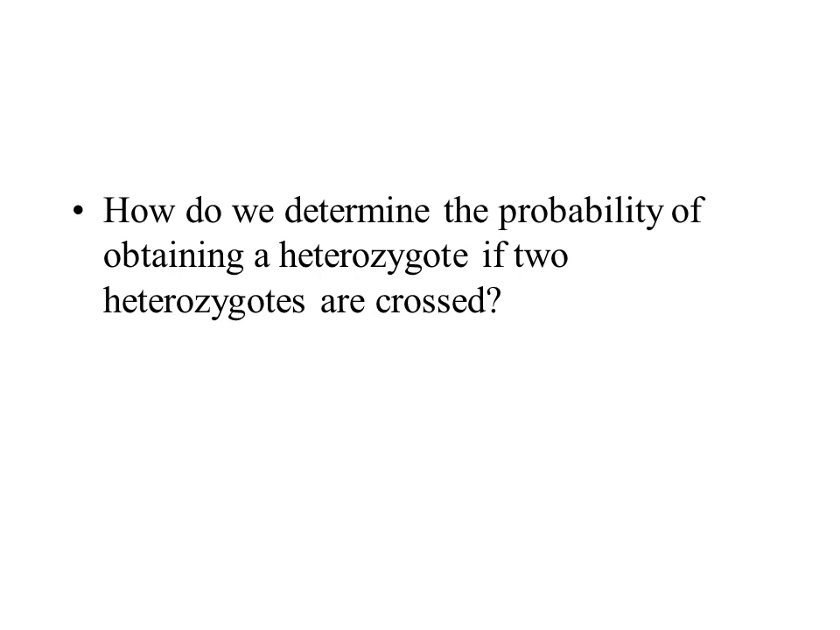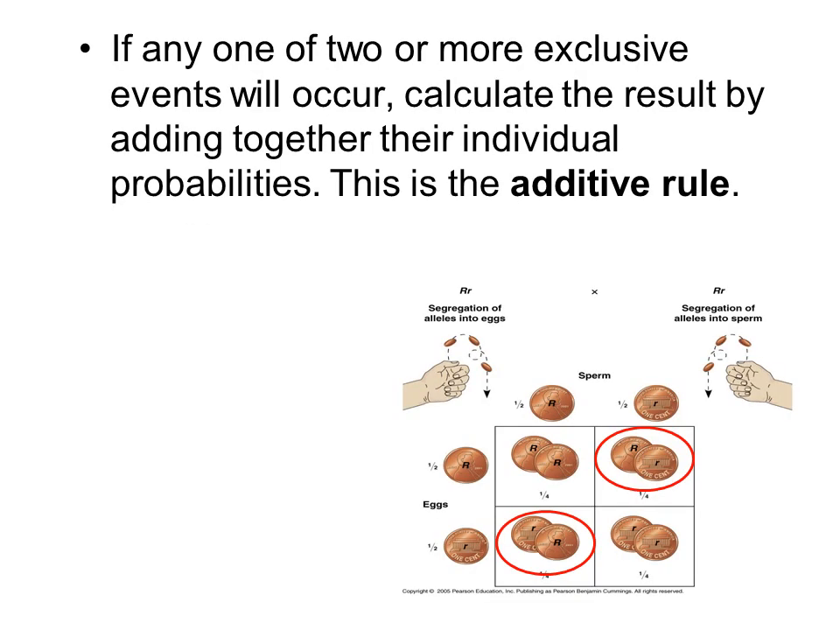How do we determine the probability of obtaining a heterozygote if two heterozygotes are crossed? To answer that question, we're going to use the additive rule. So let's look at the actual cross below. We have a heterozygous individual crossed with a heterozygous individual. Each of them has the genotype of big R, little r.